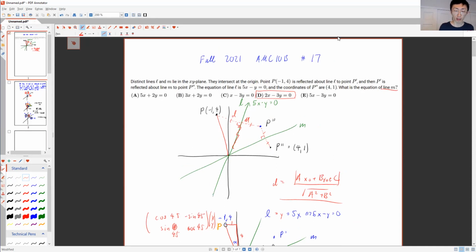Let me know if you have any comments or questions. This theorem about the composition of two reflections is really common, so you should consider remembering it and understanding why it's by 2 theta and why it's a rotation and not a reflection if you compose two reflections. So hopefully that was helpful.